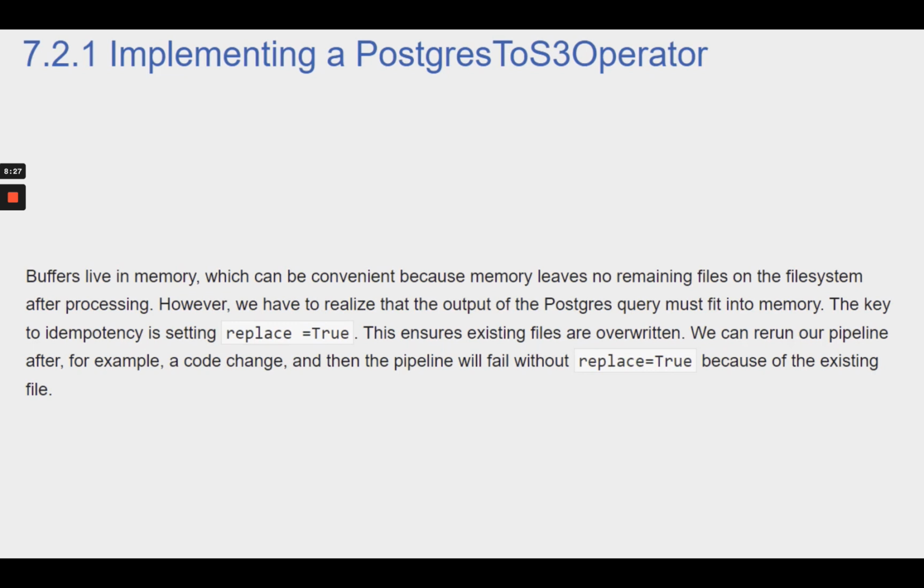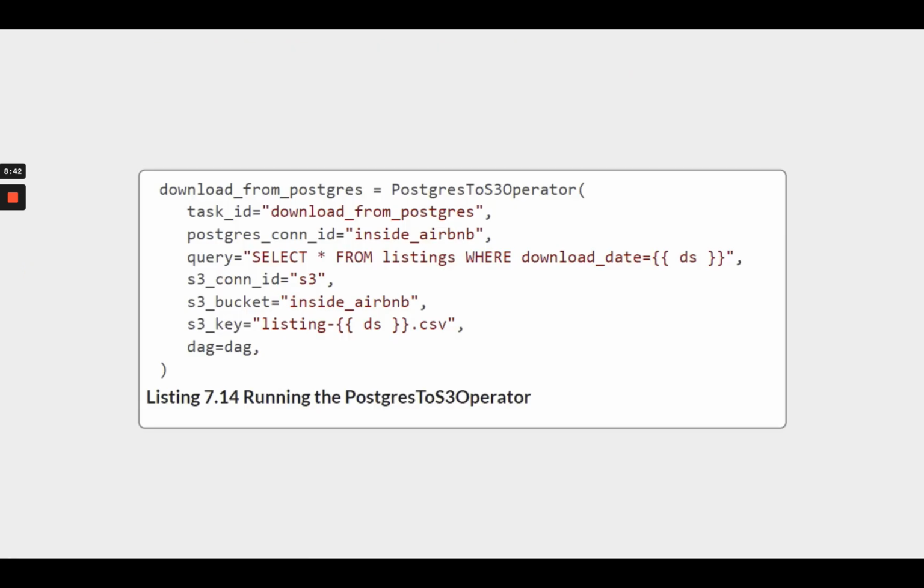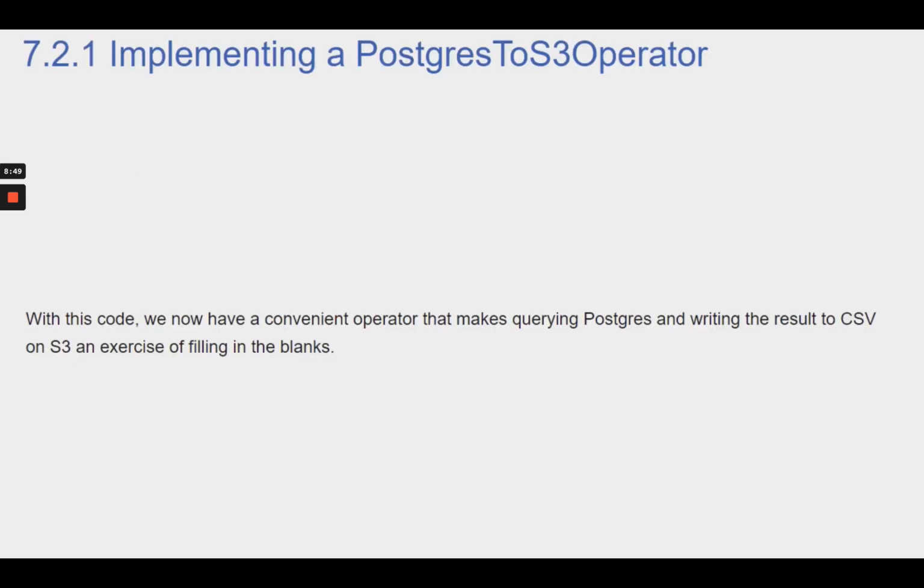The key to idempotency is setting replace equals true. This ensures existing files are overwritten. We can rerun our pipeline after, for example, a code change, and then the pipeline will fail without replace equals true because of the existing file. With these few extra lines, we can now store CSV files on S3. Let's see it in practice. With this code, we now have a convenient operator that makes querying Postgres and writing the result to CSV on S3 an exercise in filling in the blanks.